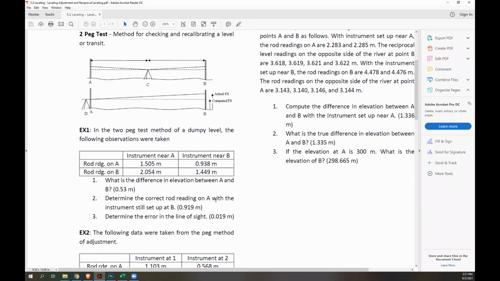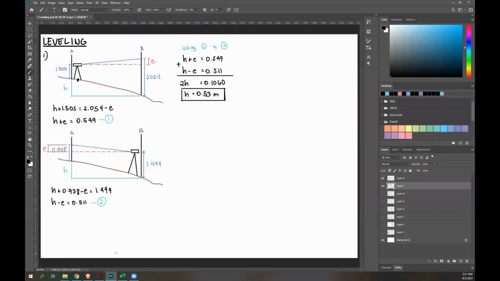Number 2, determine the correct rod reading on A with the instrument still set up at B. So what we want to know now is, what is this reading with this setup? To do that, you'll just subtract. So this height is 0.938, and then minus your error, right? To get this, because this is the correct reading. Okay, let's not do that since we didn't solve for E first. For example, you didn't know what E is. All you know is H.